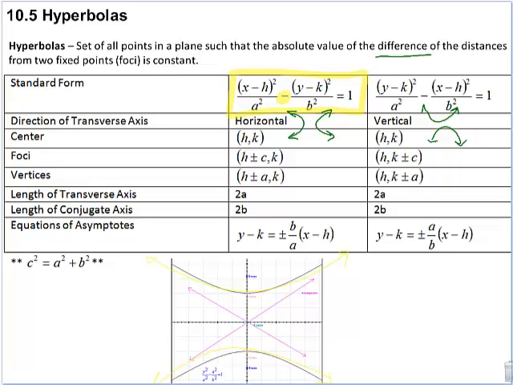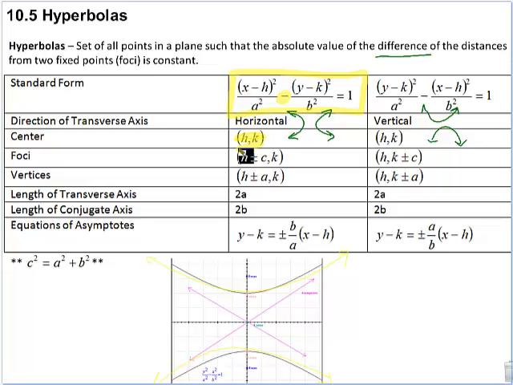But then the other information, you'll notice, is the same. The center is at (h, k), which is what we would expect. That's what the center for the ellipse was. That was the center for the circle. Foci points are the same. You find them the same way by adding and subtracting some c value.